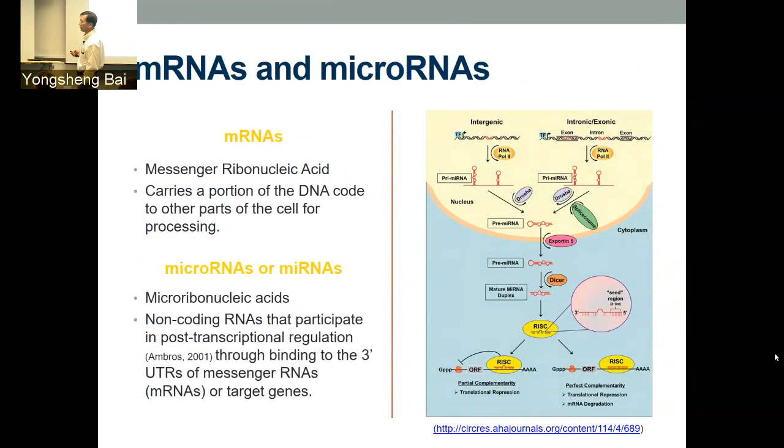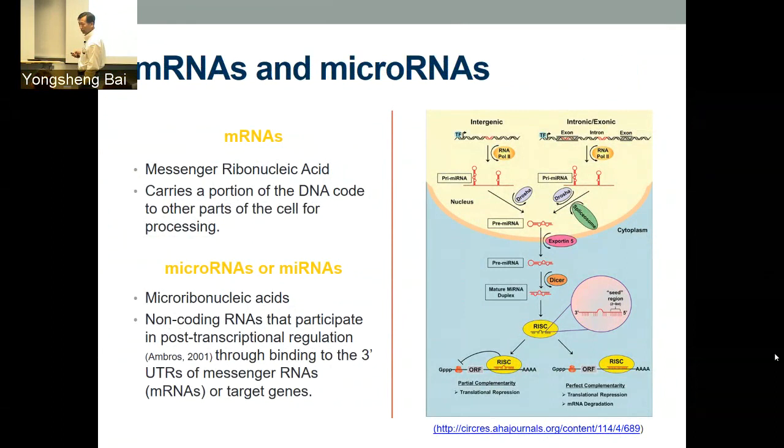And the cytoplasm is the area where we know the translation of the mRNA also happens. So here, this happens through the exportin's help. And then there's another machinery called Dicer. This one cuts off the stem loop and becomes a two-stranded complex. Only one strand will be kept, and the other strand will be degraded.